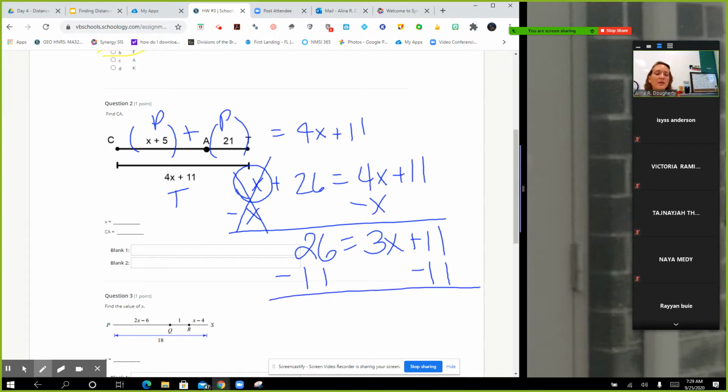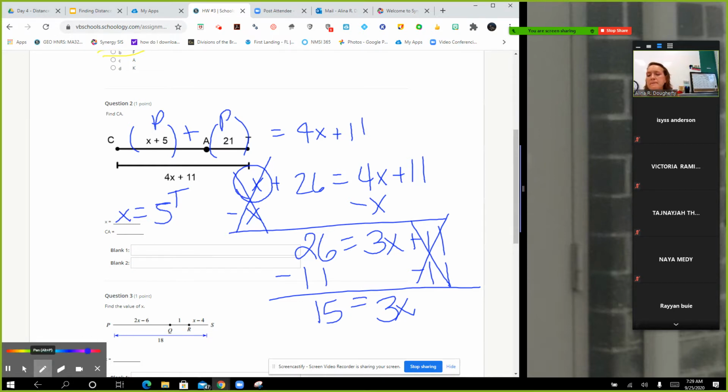So if I move the X to the right, I'll move the numbers to the left. The 11s cross out. You bring down 3X, and 26 minus 11 is 15. So X equals 5. And then how do I find CA? So CA is this part. How do I find CA?